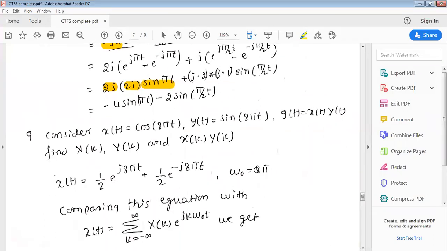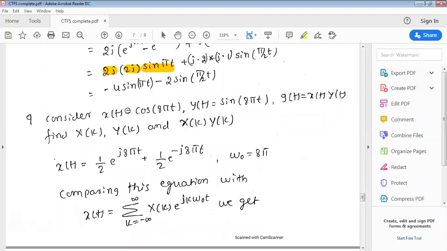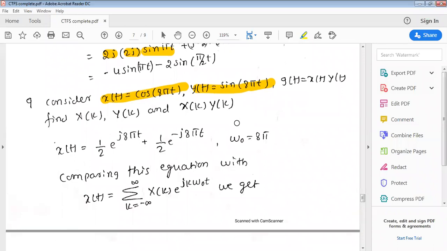Now look at this one. It's a very simple problem, but observe: x of t is given as cos of 8 pi t, y of t is given as sin of 8 pi t, and g of t is equal to x of t multiplied by y of t. Find x of k, y of k, and x of k into y of k. So how do I write x of t? It is e power jx plus e power minus jx, divided by 2. So this is cos of omega naught t. What is your omega naught? 8 pi. Similarly, I can write y of t also.